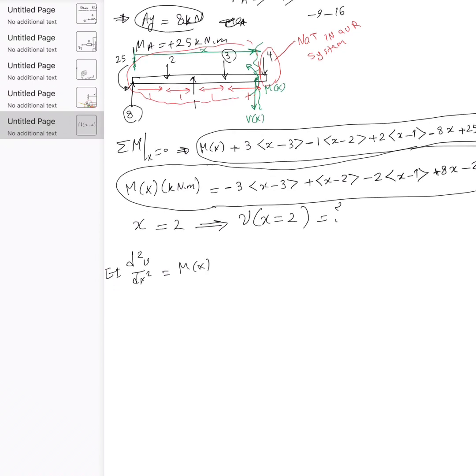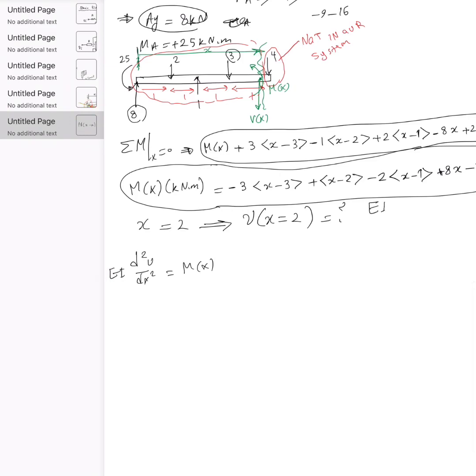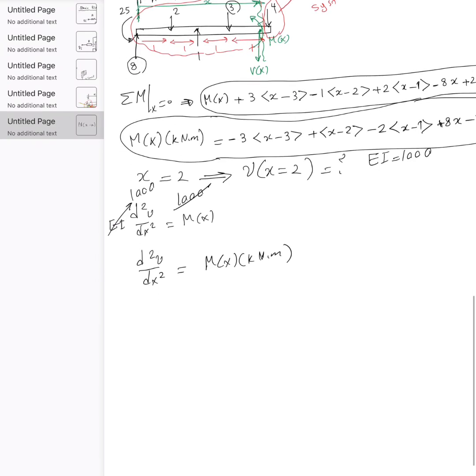Okay, and for this moment, let's say your E times I is equal to 1, so therefore, let's say EI is equal to 1,000. So this 1,000 cancels out with the 1,000 that we already factored out of this moment, right? So in fact, you get the second derivative of v with respect to x is just this moment equation that I have right here in kilonewton meter. Okay, so all I need to do is plug this relation right here and double integrate.